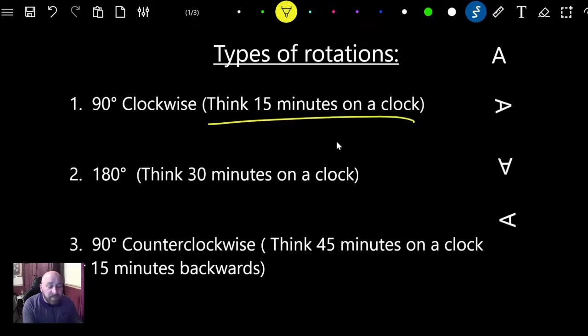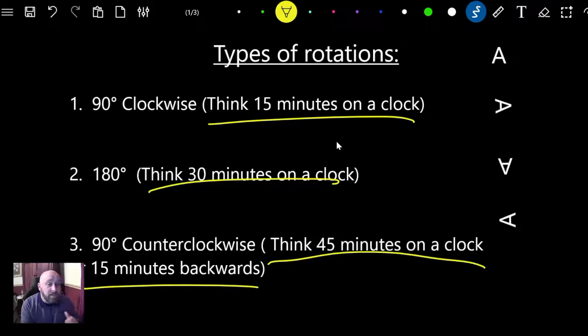I said think of 15 minutes on the clock. So the hand moves 15 minutes, right? Then with the 180, you can think 30 minutes on a clock. And then with the counterclockwise 90 degrees, you think 45 minutes on the clock, or you could think 15 minutes backwards. Okay, so going in the other direction, 15 minutes.